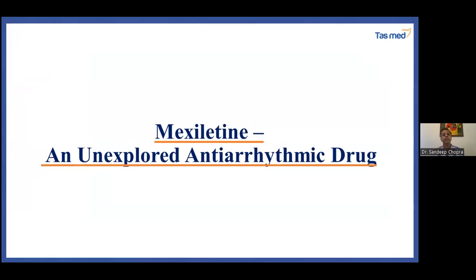I'll be talking about Mexelitine, a very unexplored antiarrhythmic drug. We use a lot of amiodarone in our CCUs, left, right, center. But this drug is an amazing drug, maybe not as a substitute for amiodarone, but an add-on therapy or a substitution or a replacement therapy according to the indications that we talk about now.